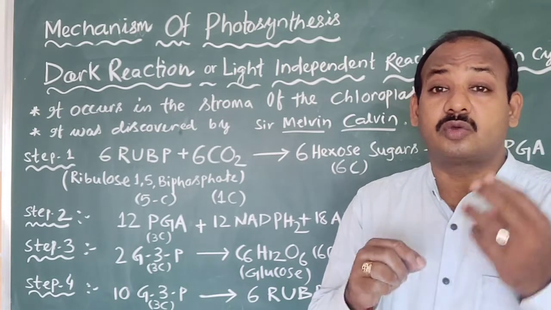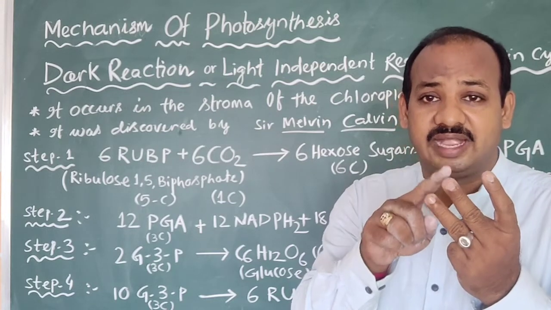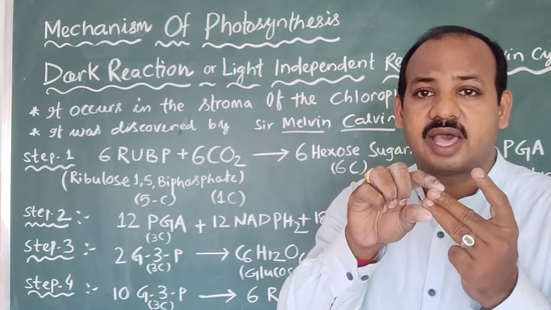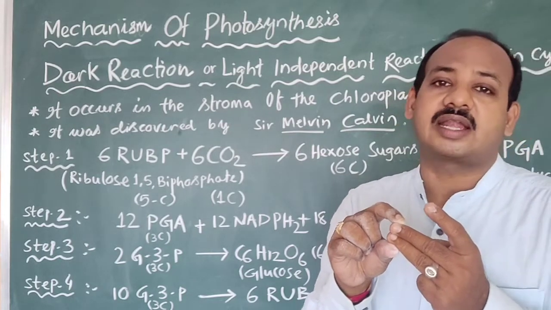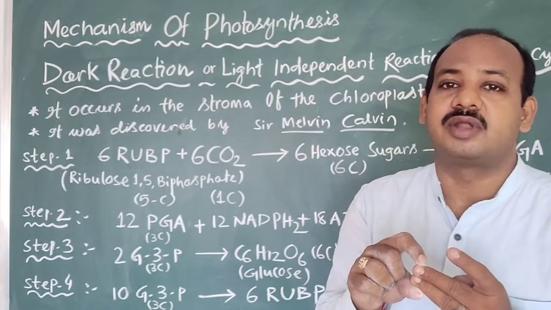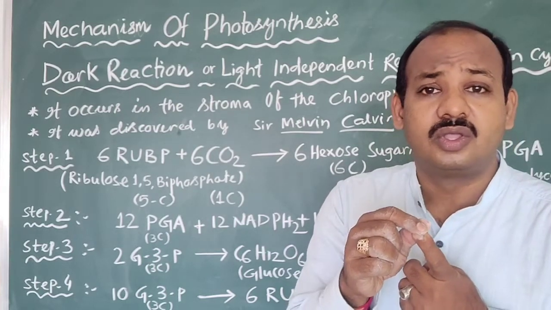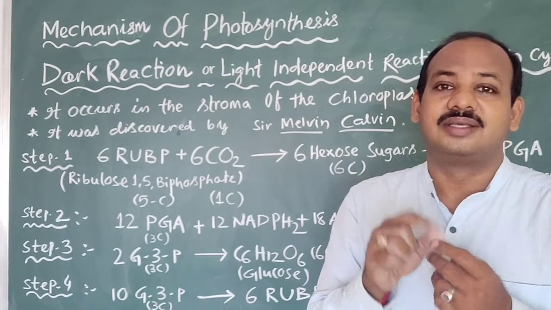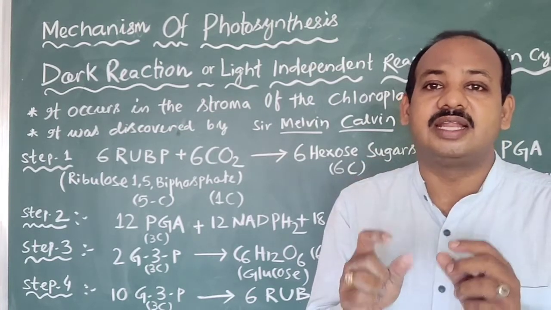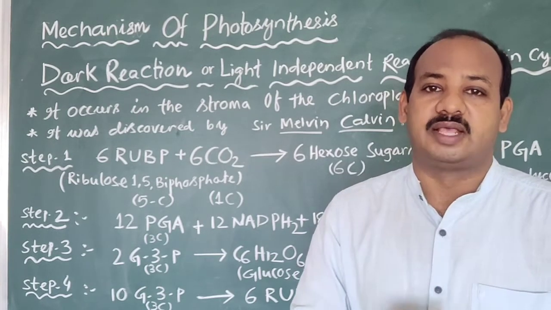So the end products of light reactions were ATP and NADPH2. They both are assimilatory powers which will be used during the dark reaction to fix the carbon dioxide, and oxygen gas is also produced. But during dark reaction, the carbon dioxide is fixed inside the stroma of the chloroplast.